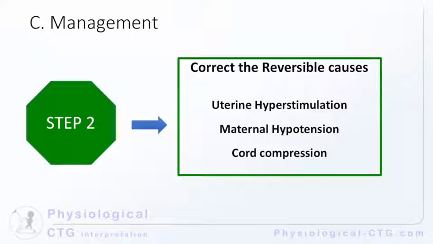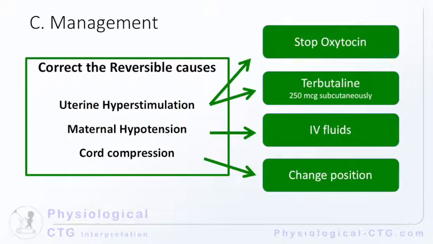Especially if you are in the context of an epidural top-up, maternal hypertension is a very plausible cause. If you are using oxytocin or prostaglandins, uterine hyperstimulation would be one of the most common reasons. How can you correct the reversible causes? Easy. Once you have identified the cause, if it's uterine hyperstimulation, stop oxytocin or consider a tocolytic like terbutaline at a dose of 250 micrograms subcutaneously. If you have maternal hypertension, increase the IV fluids, or cord compression, you can easily correct by changing maternal position, usually to the left lateral.